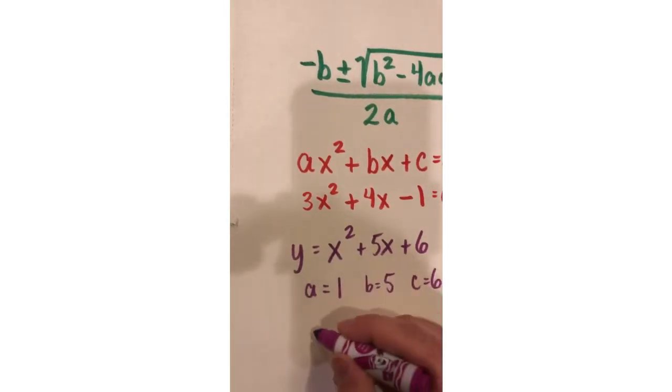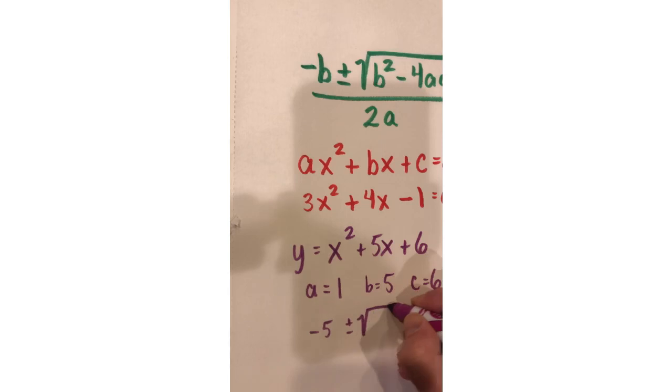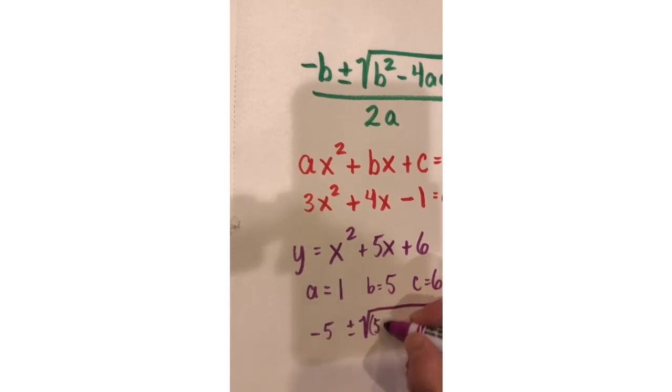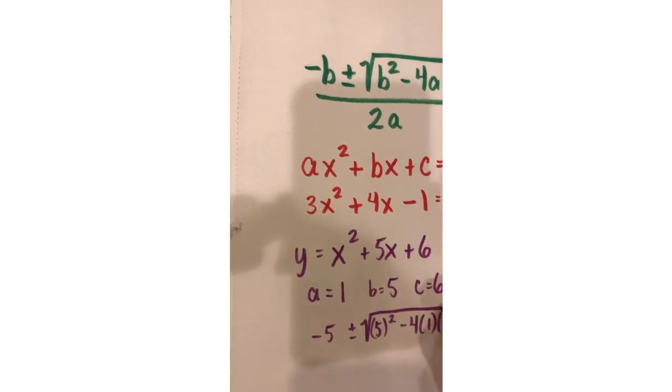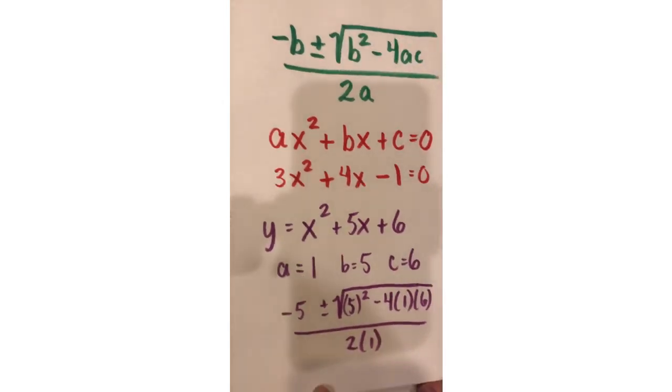All right, negative b. Negative 5 plus or minus. And I know I'm going a little fast, but you can always pause it, take your time, drink some water. B squared, so I'm going to put 5 squared minus 4 times a times c all over 2 times a. So that beauty right there.